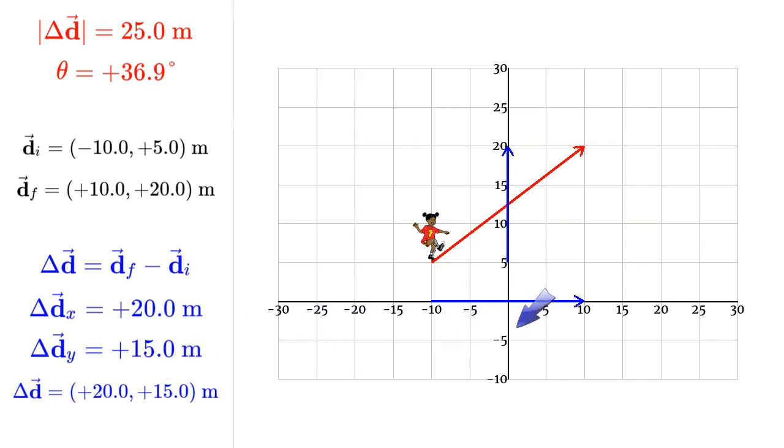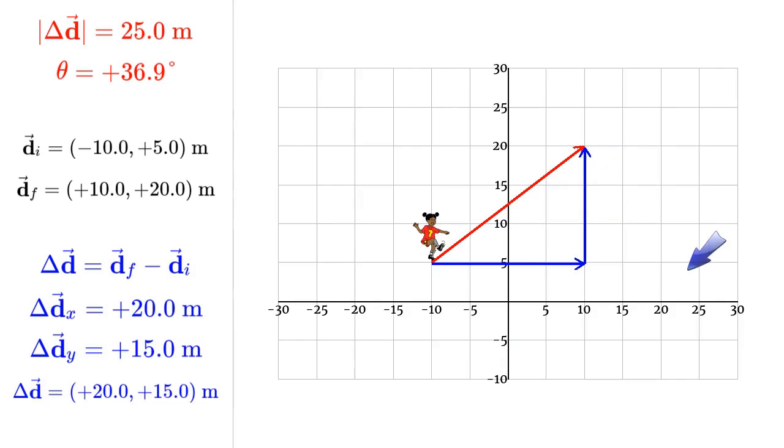Now, before we go any farther, I'm going to move these blue vectors around a little bit. I'm going to take this x component, I'm going to position it so that it has the same initial position as the soccer player. Then I'm going to take the y component and position it so it's got the same final position as the soccer player. And what you can see is that it now forms a right angle triangle.